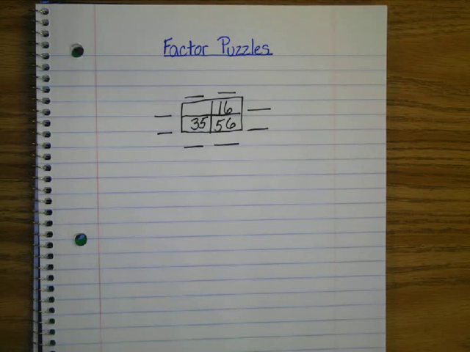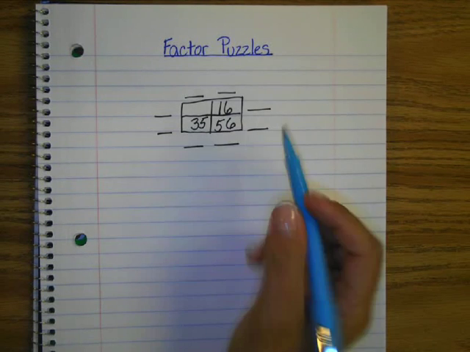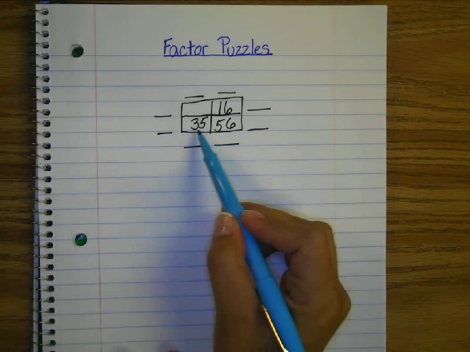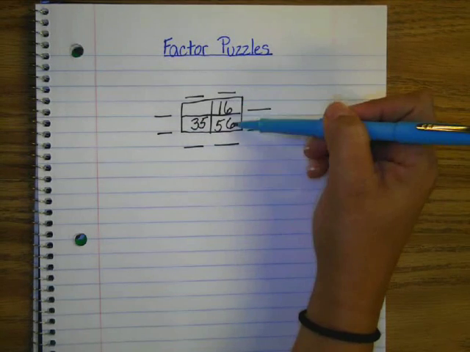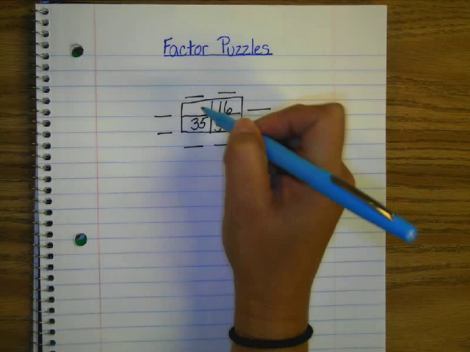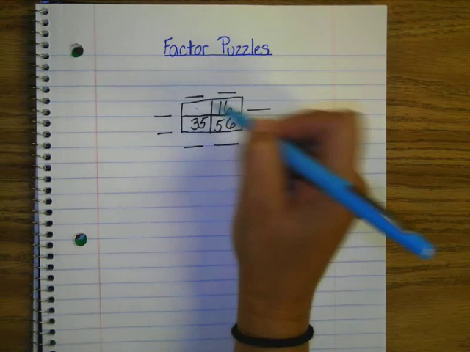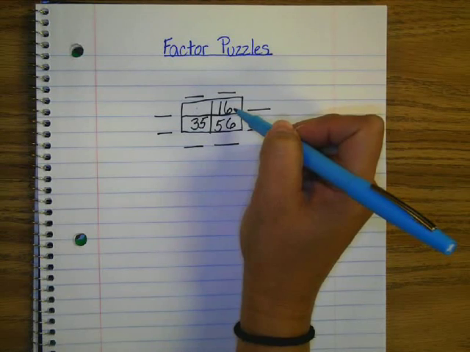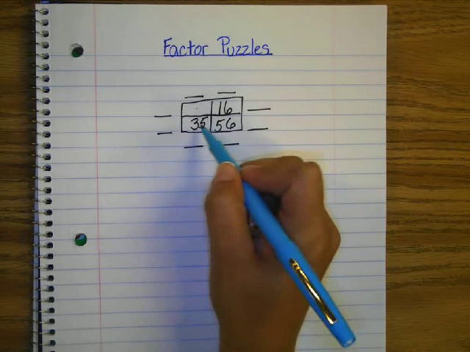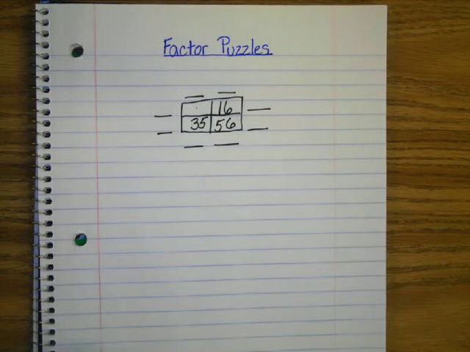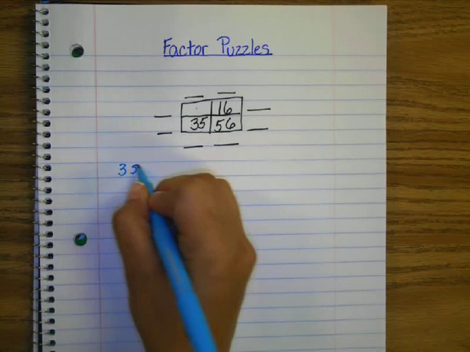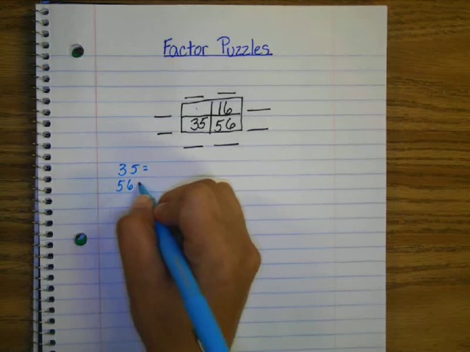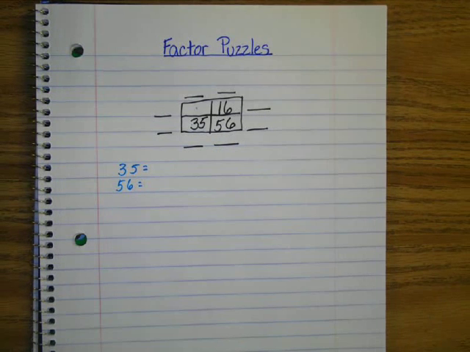So what I'm going to do, I'm going to start with two numbers that are next to each other or up and down, okay? I wouldn't start with an empty box and a number. That doesn't help me. So I want to start with 35 and 56. So I'm going to think in my head, what factors go into both 35 and 56?